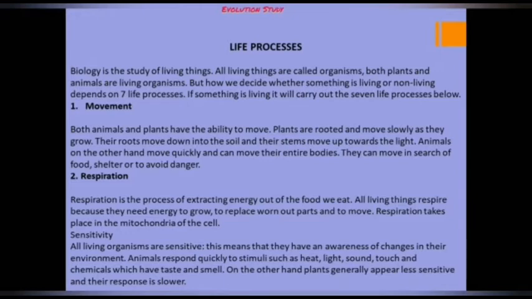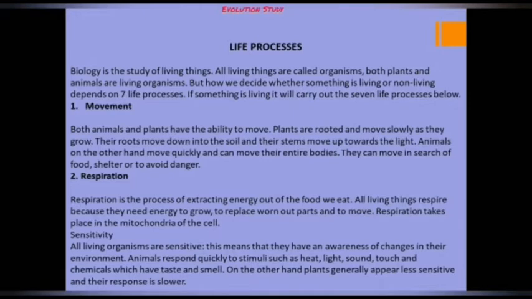Respiration. Respiration is the process of extracting energy out of the food we eat. All living things respire because they need energy to grow, to replace worn out parts, and to move. Respiration takes place in the mitochondria of the cell.